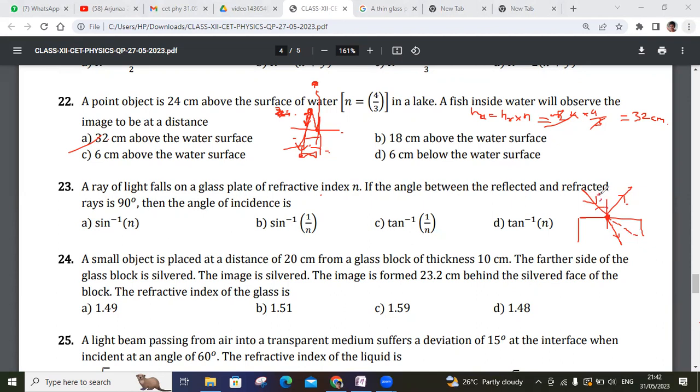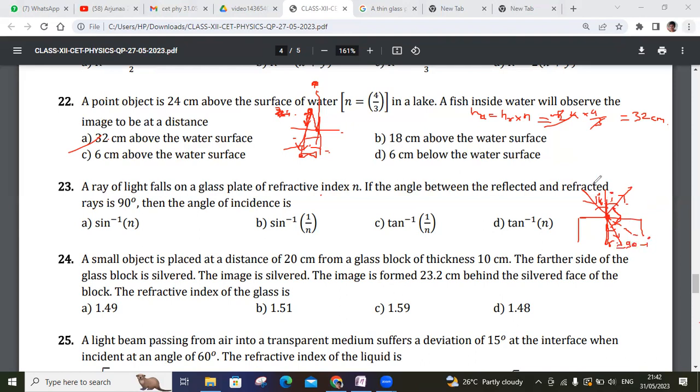If this is I, they are telling the angle between the reflected and refracted rays is 90. So this is I, the angle of incidence. They are asking the angle of incidence only. If this is I, this will also be I, equal to R, and this is R. If you see, this is 90 degrees, so I plus R should be 90 degrees because this full angle is 180. So I plus R is 90, so R is 90 minus I.